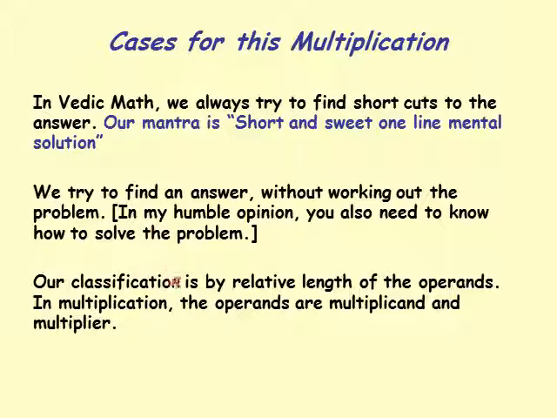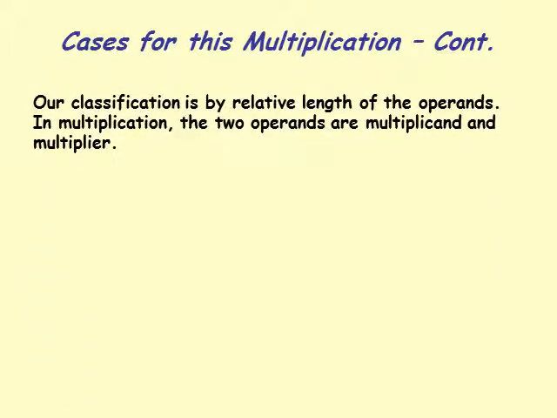Our classification is by relative length of the operands. So the cases here are based on the relative length of the operands. In multiplication, the operands are multiplicand and multiplier. Let's continue that discussion here. This was from the previous slide.